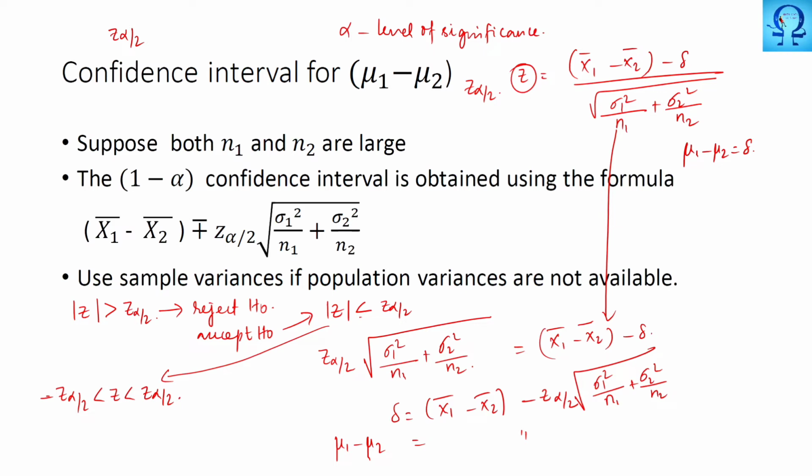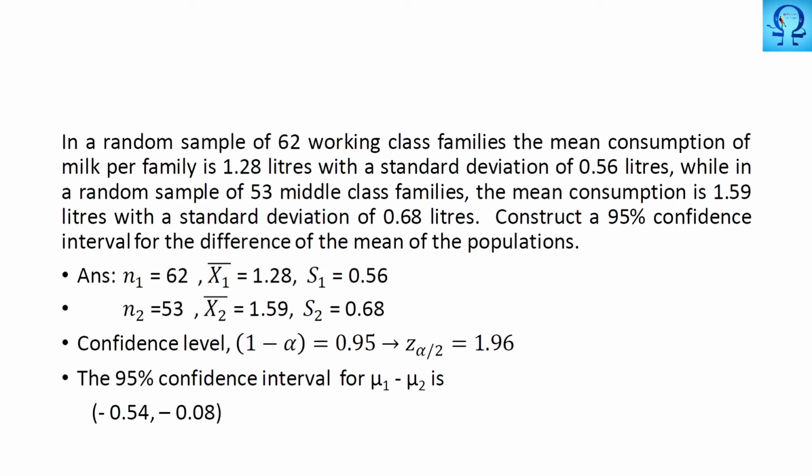The same ideology you repeat, and you will get the one specified here as the confidence interval. Suppose we are not aware of the population variance, use the sample variance. Here we have a problem that says that in a random sample of 62 working class families, the mean consumption of milk per family is 1.28 liters with a standard deviation of 0.56 liters. While in a random sample of 53 middle class families, the mean consumption is 1.59 and the standard deviation is 0.68. Now we need to construct a 95% confidence interval for the difference of means of the populations.